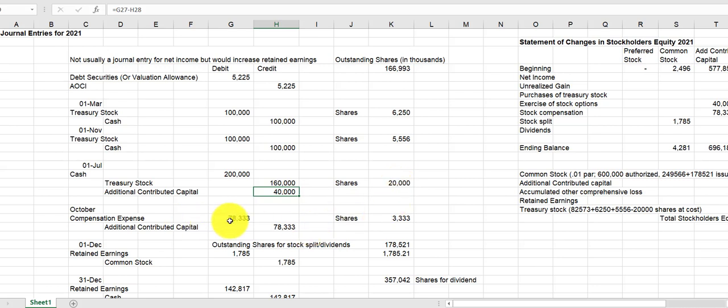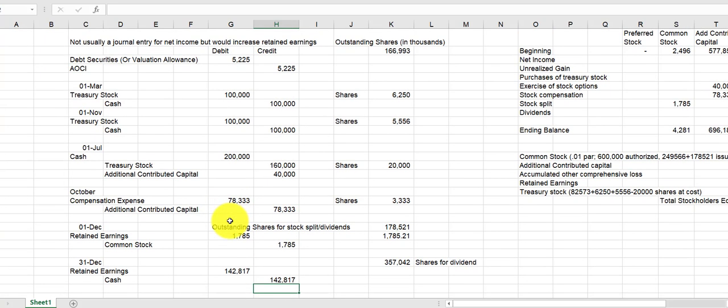Then in October sometime, and it doesn't matter the day, we earn compensation expense. Now what happened is we had 10,000 shares. The value per share is $23.50. Those are going to be earned over 3 years, so each year is 1/3 of that. So we just divide by 3, and when we have that kind of compensation provided by either stock options or restricted stock, we're going to debit compensation expense and credit additional contributed capital.